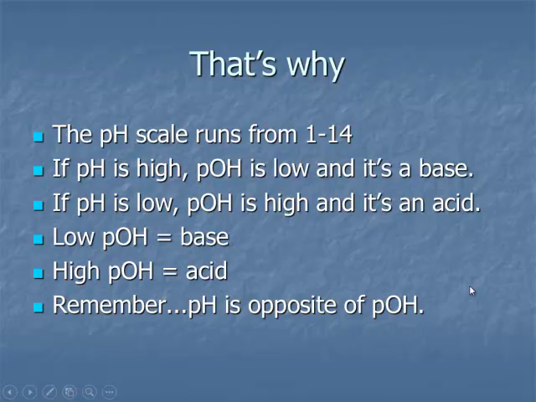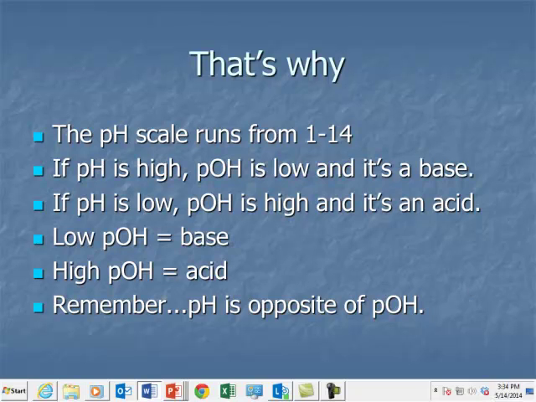And remember, since the scale runs from 1 to 14, you need to also remember that pH plus pOH will always equal 14. So if the pH is really high, that means the pOH is going to be low and it's a base. And if the pH is really low, then that means that pOH is going to be very high and it's an acid. So now you got to learn how to formulate in both directions. You got to be able to think forward, you got to be able to think backwards. So a low pOH would be a base, and a high pOH would mean it's an acid.